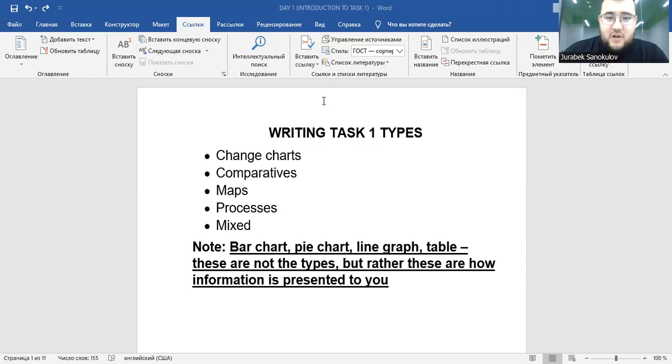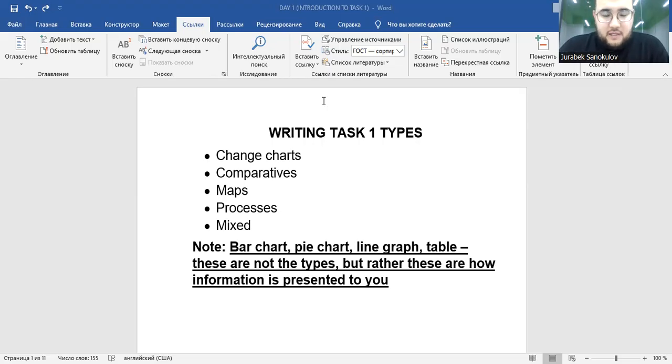So today in this video, I'm going to talk about the types of task one and how to identify each task and how to avoid the mistakes that many students make to this day. Even I made the same mistake when I took the exam for the first time, and I'm going to explain how you can avoid these mistakes in task one.